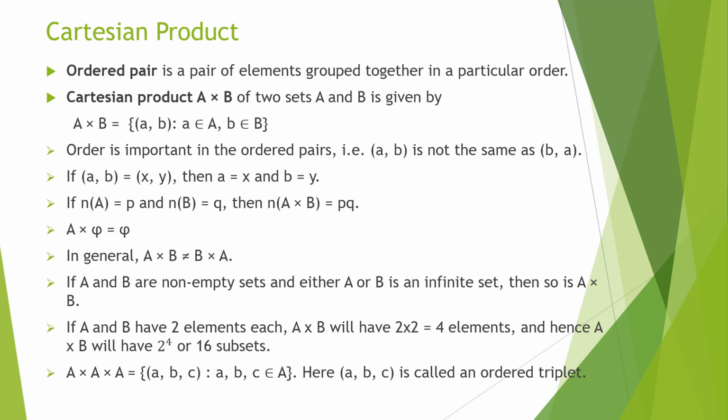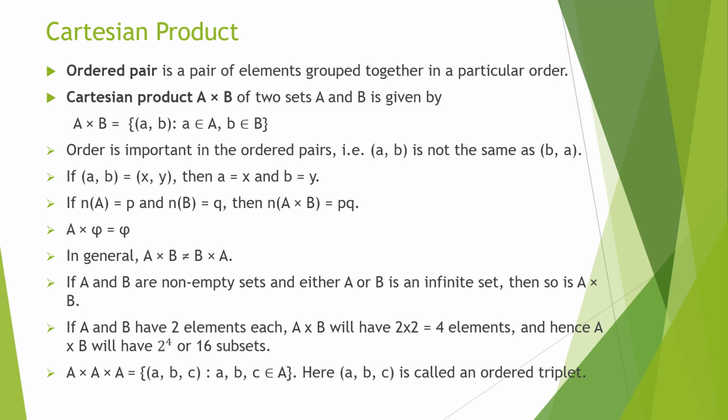And suppose if (a, b) and (x, y) are the same, then obviously a is equal to x and b is equal to y. If the number of elements in A is p and the number of elements in B is q, then the number of elements in A cross B, which is the set of all ordered pairs, will be p into q. A cross the null set will always be the null set, obvious. In general, A cross B will not always be equal to B cross A.